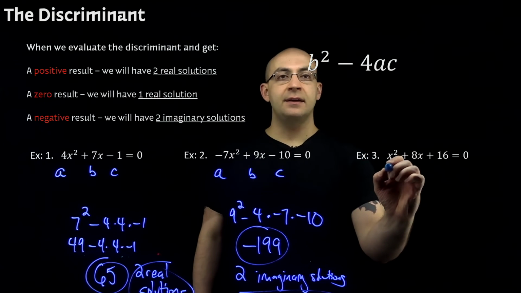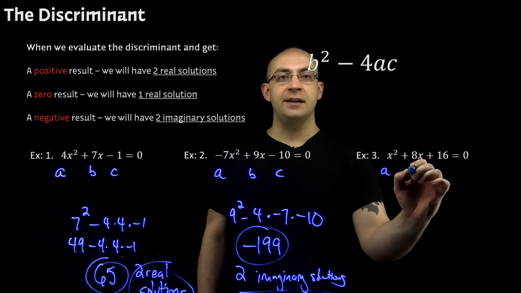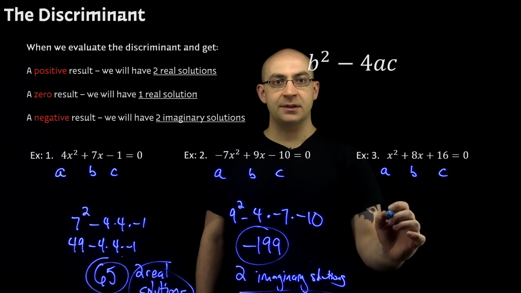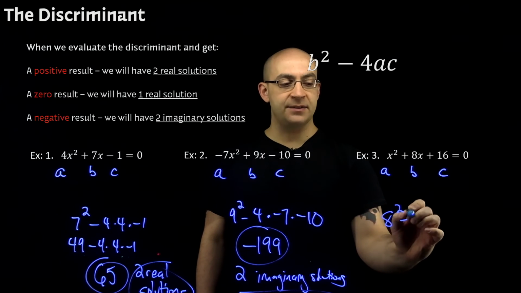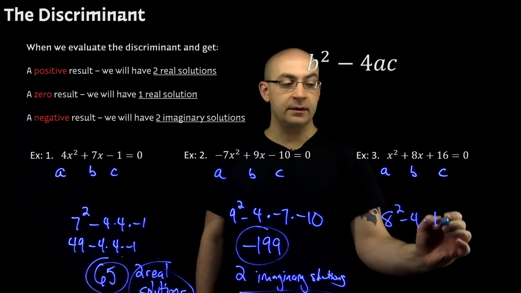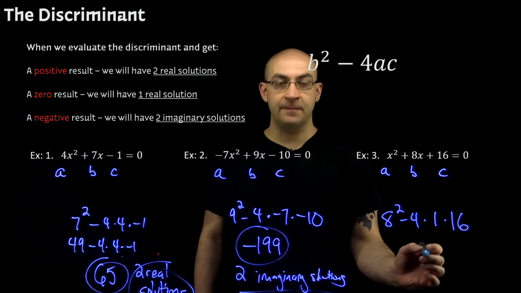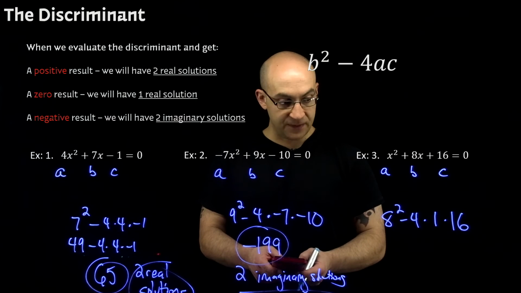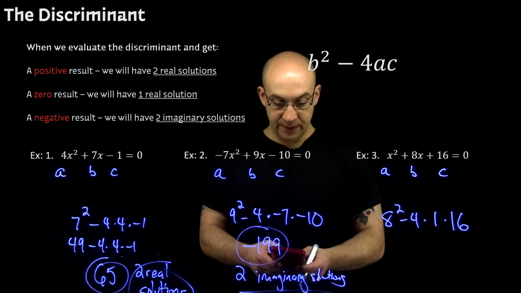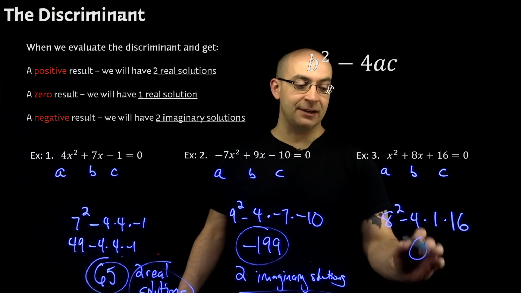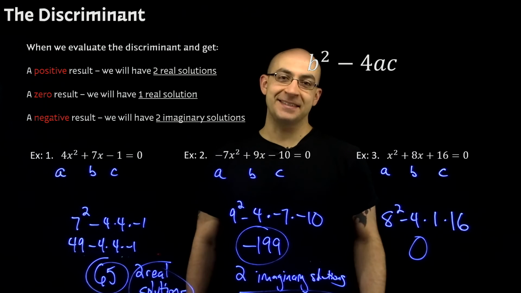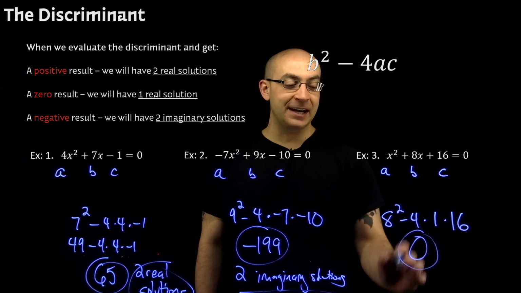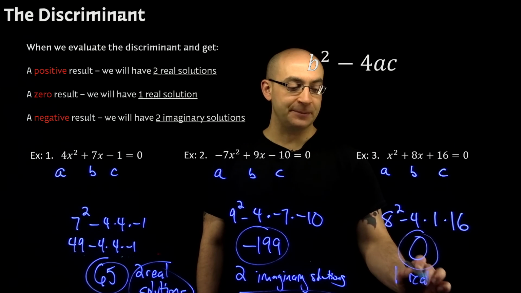Example 3, A is 1, B is 8, and C is 16. Again, we're going to use the discriminant for us. 8 squared minus 4 times A, which is 1, times C, which is 16. So let's plug it in the calculator. 64 minus 4 times 1 times 16, and that's 0. Huh, what a coincidence. 0 means that we're only going to have one real solution.